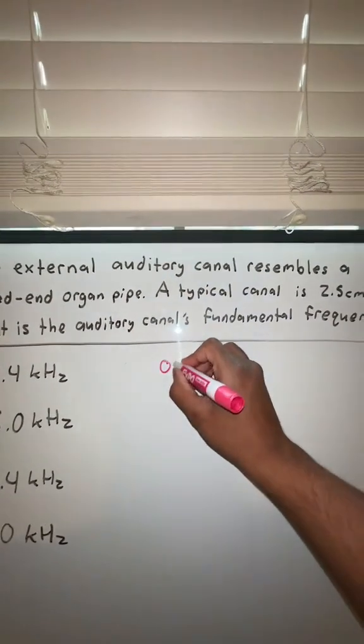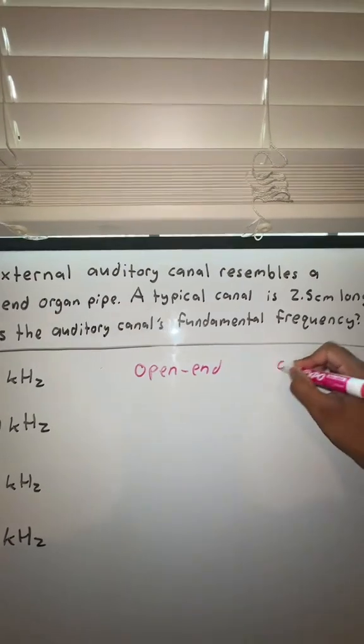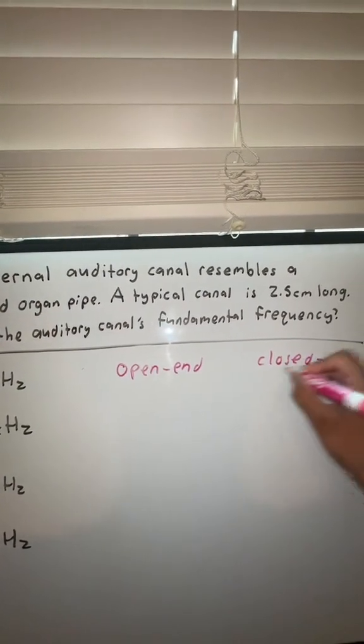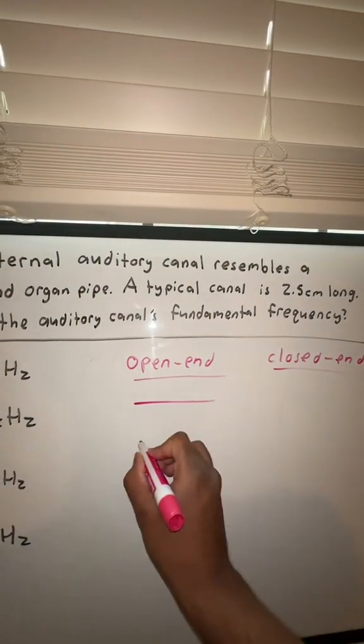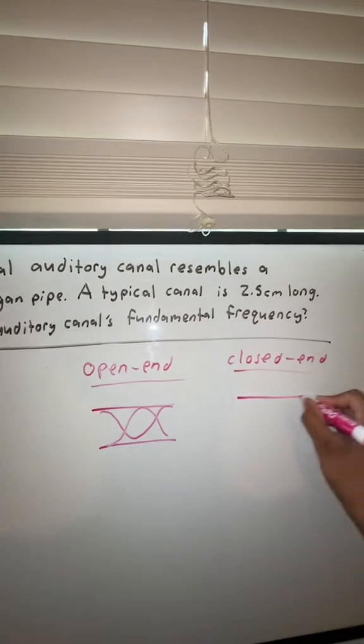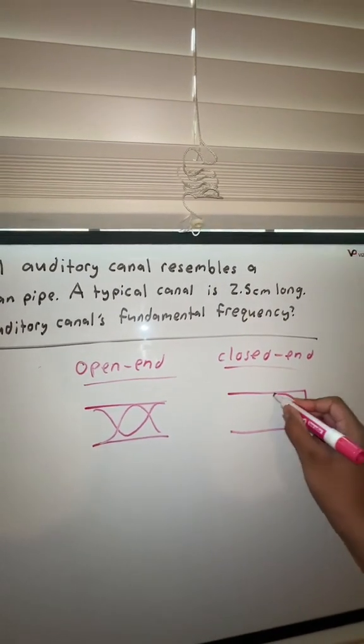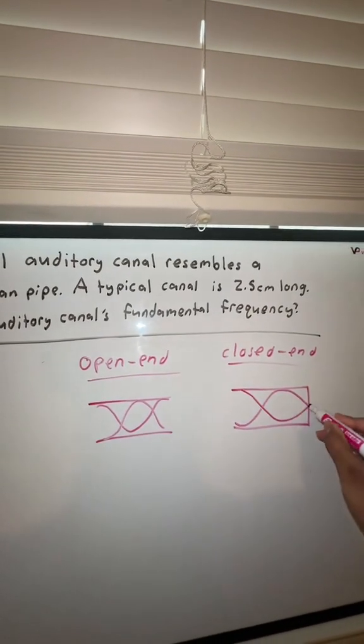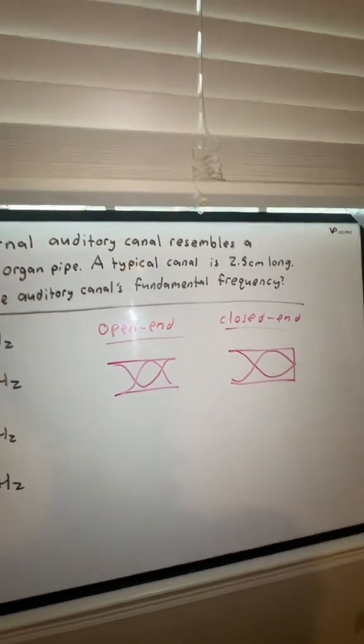There's two types of pipes that we learn about. One is open-end and the other is closed-end, which is the one in the question. Basically, open-end, as the name suggests, is going to be open on both ends. You're going to have your wavelengths look something like this. And then for closed-end, it's going to be closed on one end, and your wavelengths are going to be something like that. These are the different waves. You don't have to know too much about this, but it's kind of like a visual explanation.